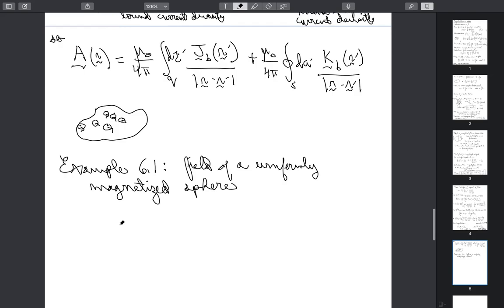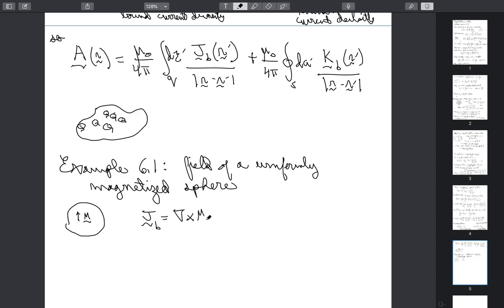Okay, so let's imagine a sphere, and the m vector inside of it, say, is a uniform vector along the z-axis. Its value doesn't change throughout the sphere. So if we calculate the density of bound currents, when we take the curl of this m, it's just equal to 0, because m is a constant inside the sphere. Therefore everywhere inside the sphere, the bound currents are 0.